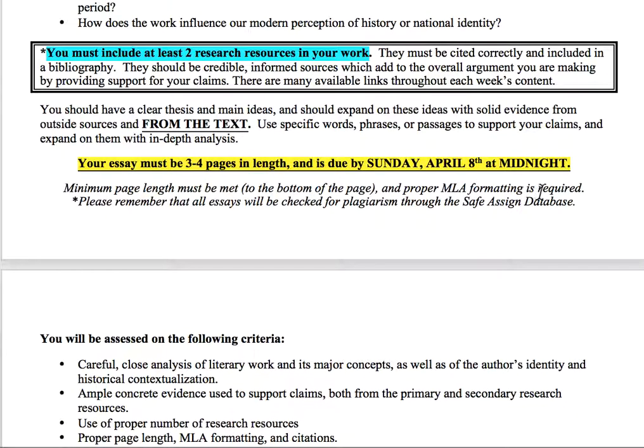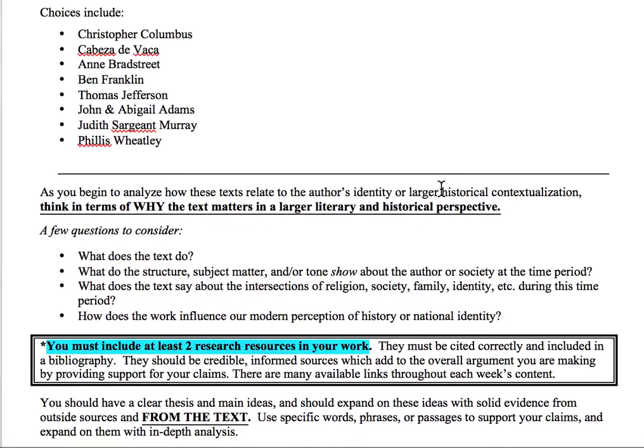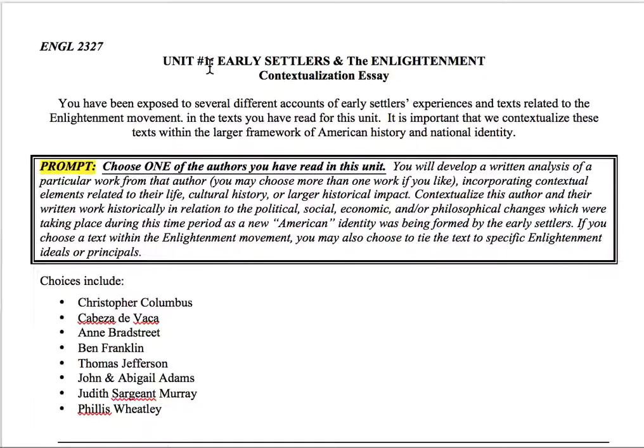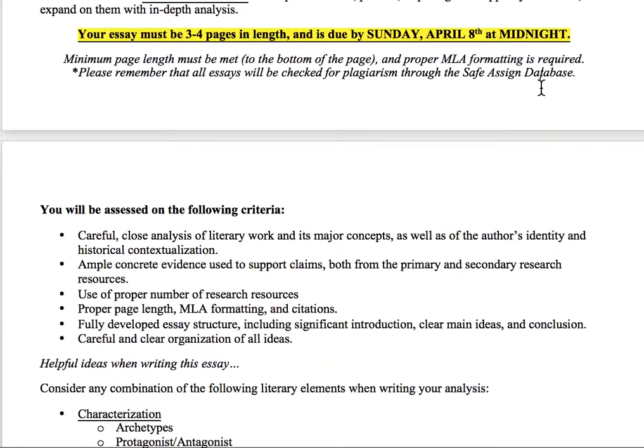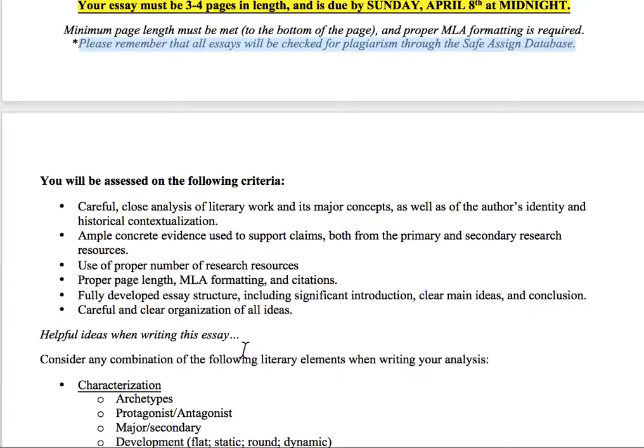Remember also that you are going to have to use MLA formatting. So that's double-spaced, Times New Roman, Arial, or Cambria font. You have to have a title. You have to have a header in the top left corner that has your name, course with section number, my name as the instructor, and the date. And then every top right corner should have the page numbers. And then you have to have a bibliography as well. And then also remember that everything that you do will be checked through SafeAssign for plagiarism. So as I already said, don't plagiarize. It's not worth it. It will be found.